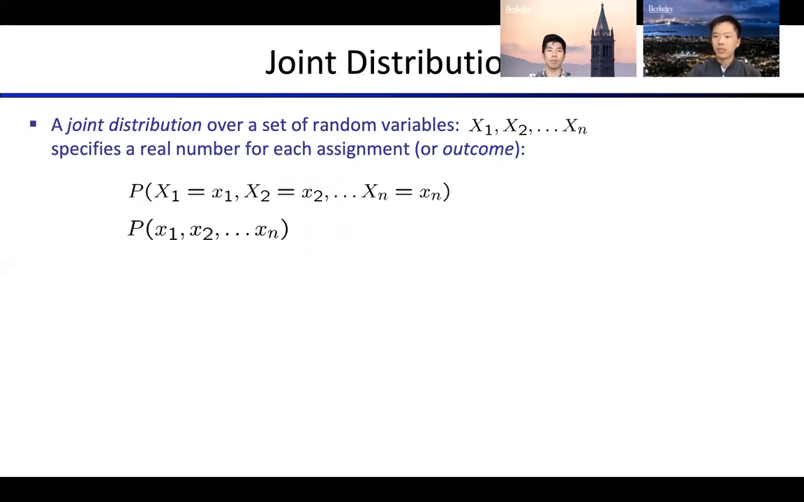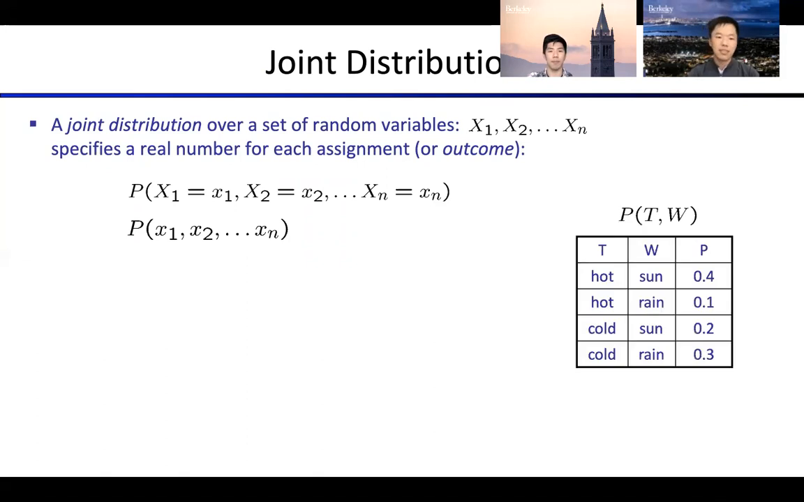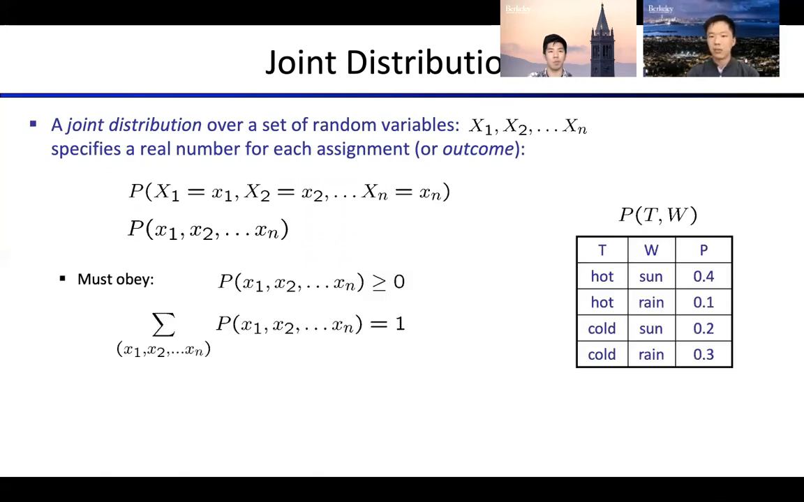In shorthand, each of the rows will be represented by a probability of lowercase x1, x2, all the way to xn. And each of these is basically a number. So here's an example of the joint distribution for temperature and weather. A joint distribution also needs to satisfy two key properties. The first is that all the rows must have entries greater than or equal to 0, and all the rows must sum to the value of 1.